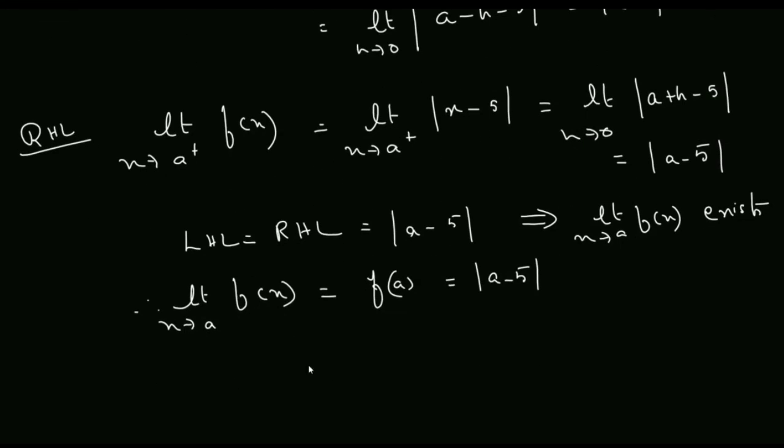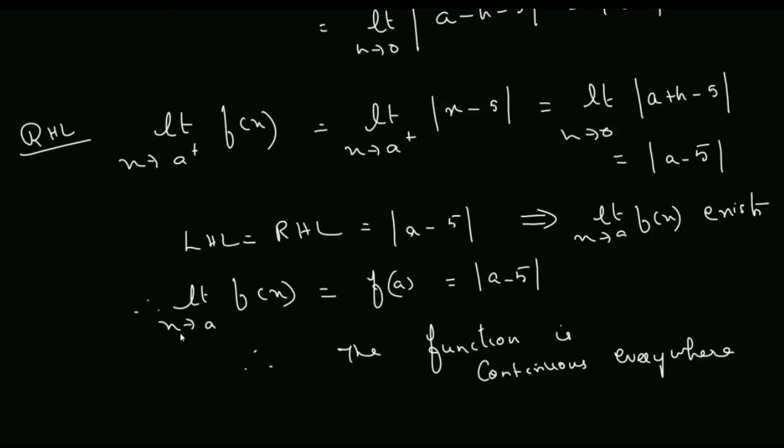Therefore the function is continuous everywhere. The function is continuous everywhere because the limit value is equal to the functional value.